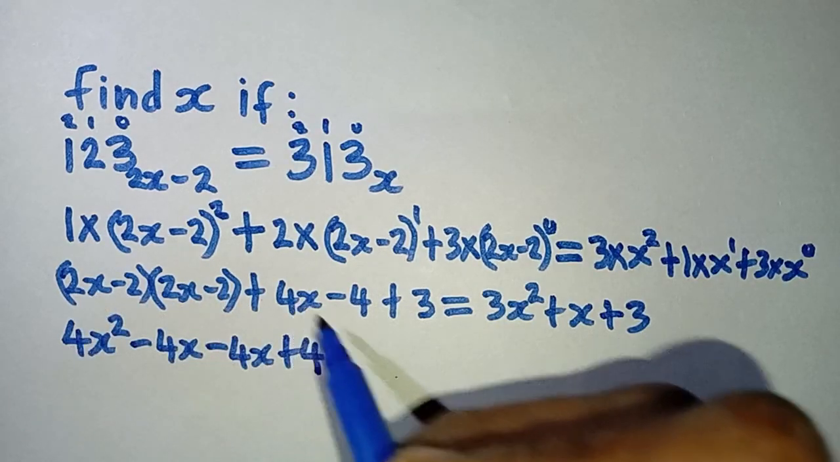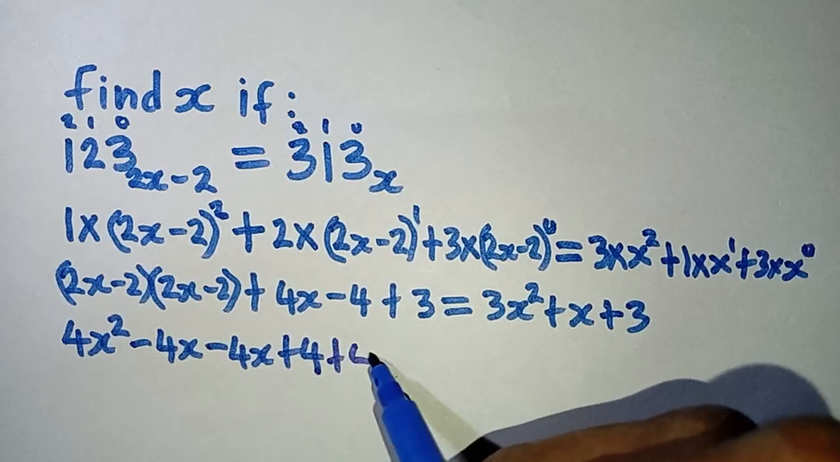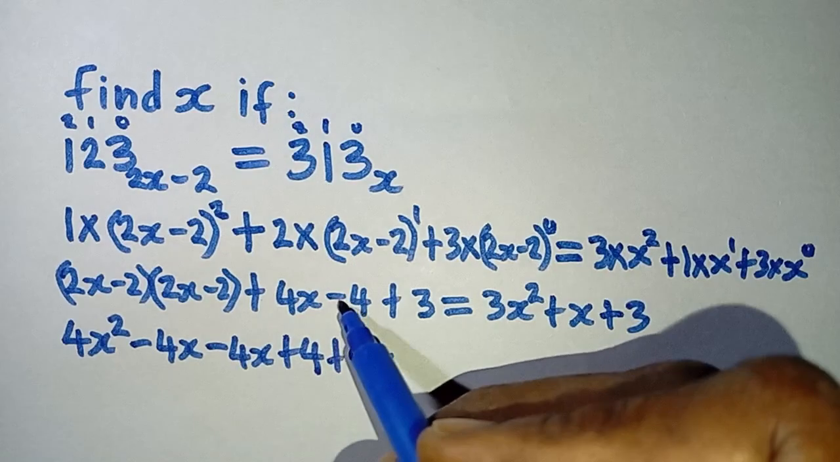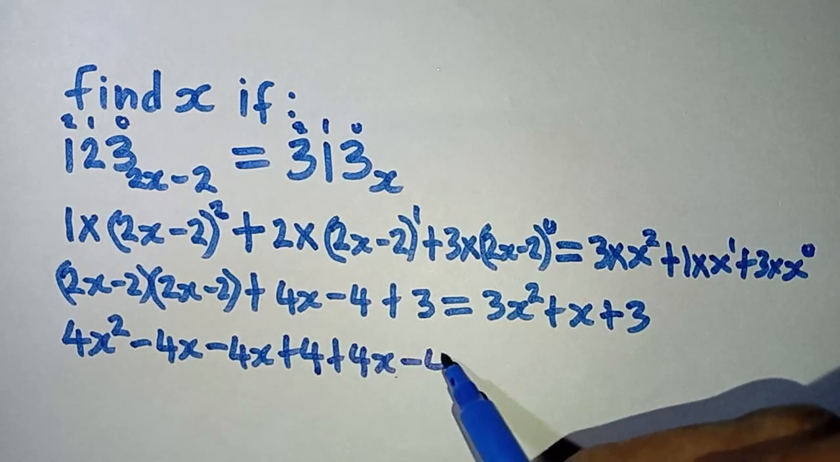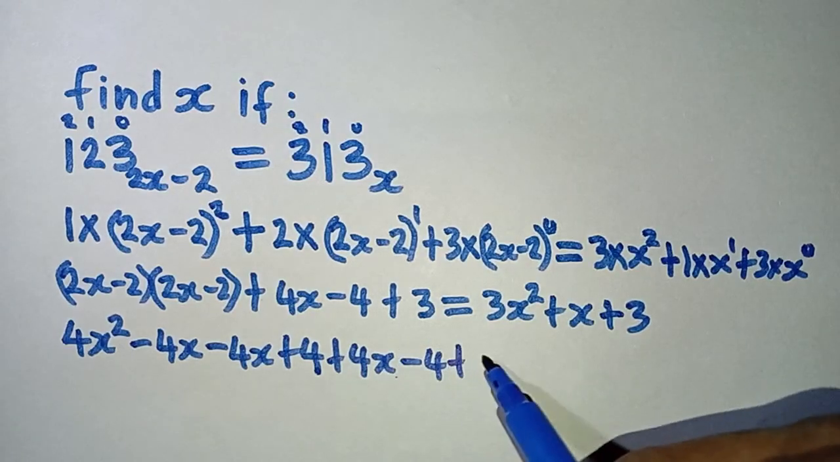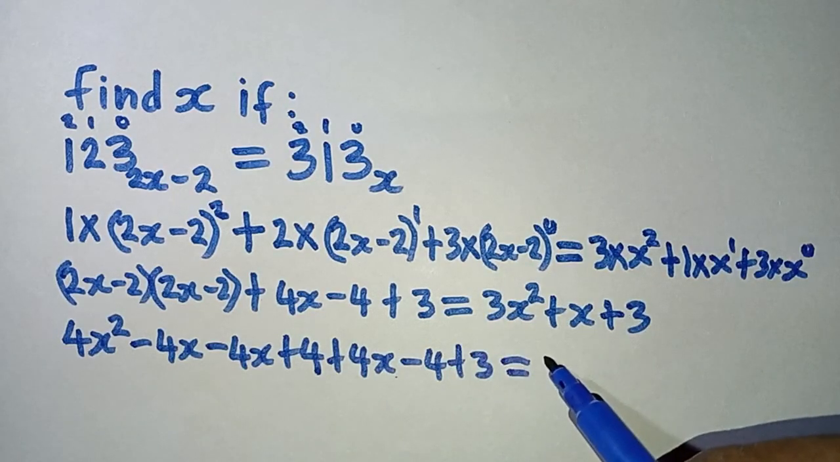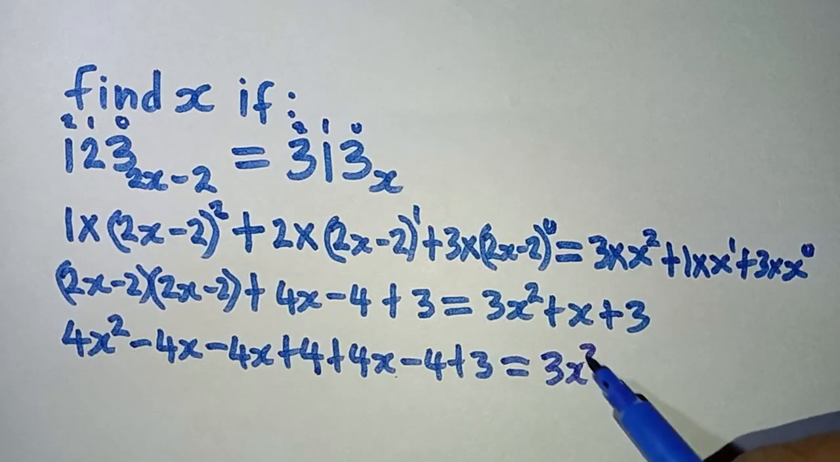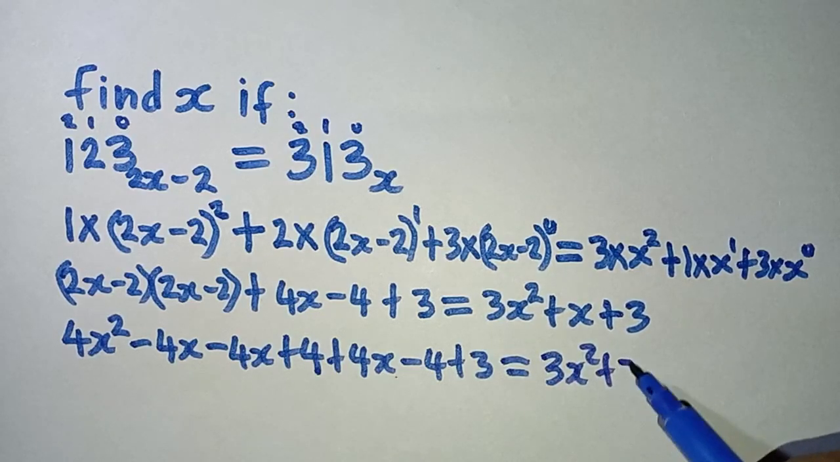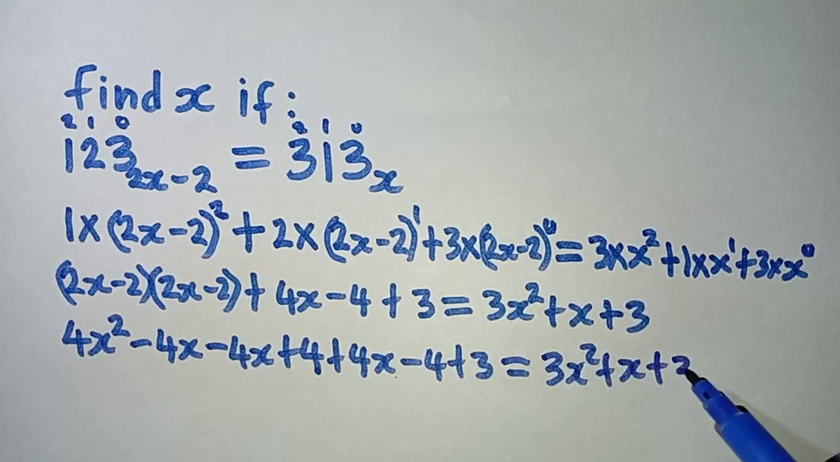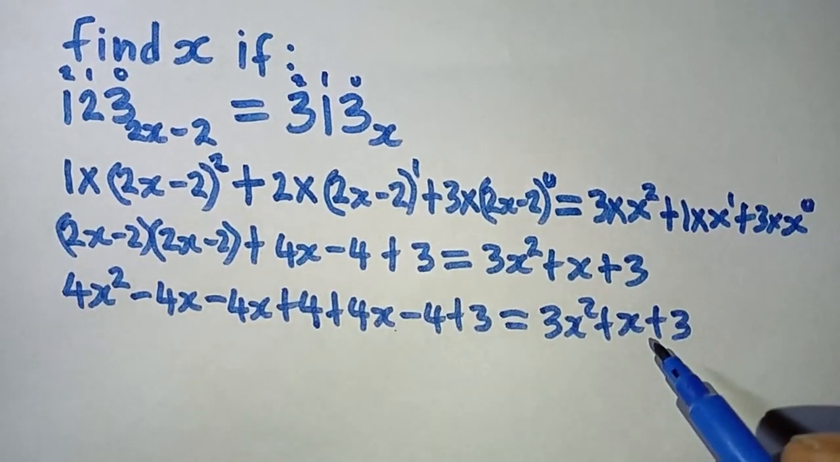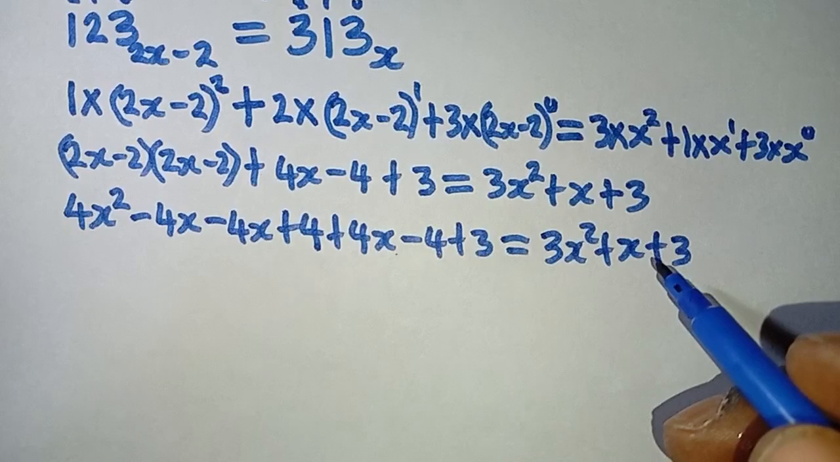Then this positive 4x becomes 4x. Negative 4, that is minus 4. Then plus 3. And that will be equal to the right hand side, 3x squared plus x plus 3. So that is how it is going now. Then let's simplify again further.